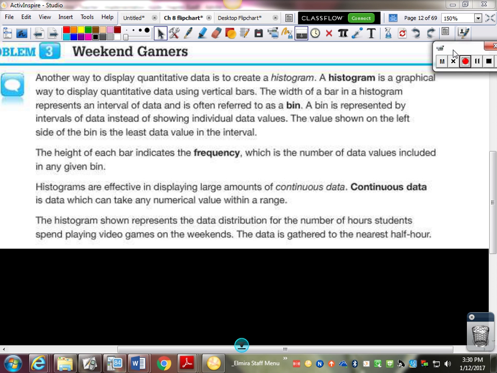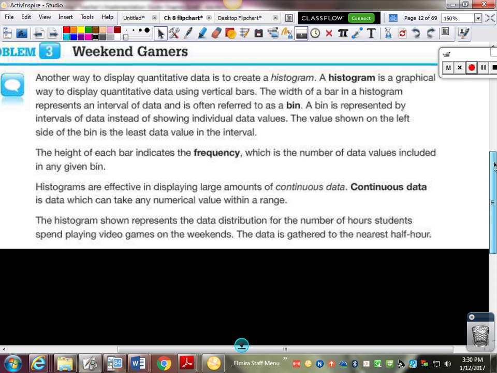In your textbook, we're still in 8.1, and it's problem 3. This is where the textbook gets into histograms. And I want to point out a few things. First of all, again, they show the word bin here. Frequency is how often a data point goes into a bin. It's basically how many tally marks you had in that bin. Histograms are good for continuous data. You can use them for discrete data also, but they're good for continuous data as well.